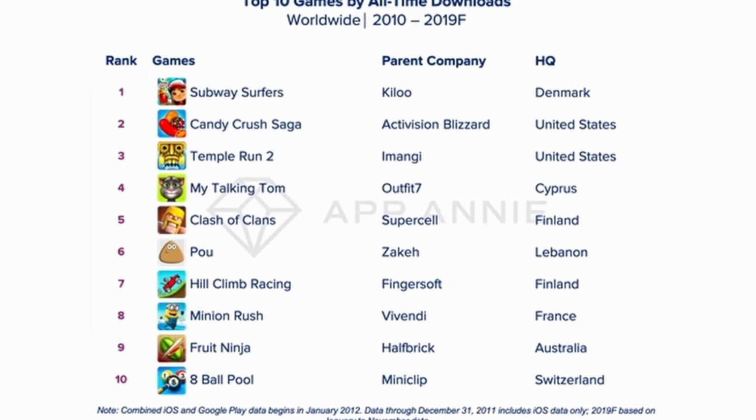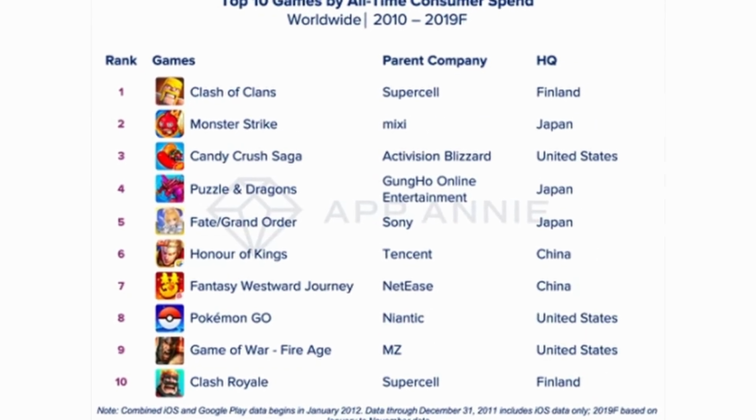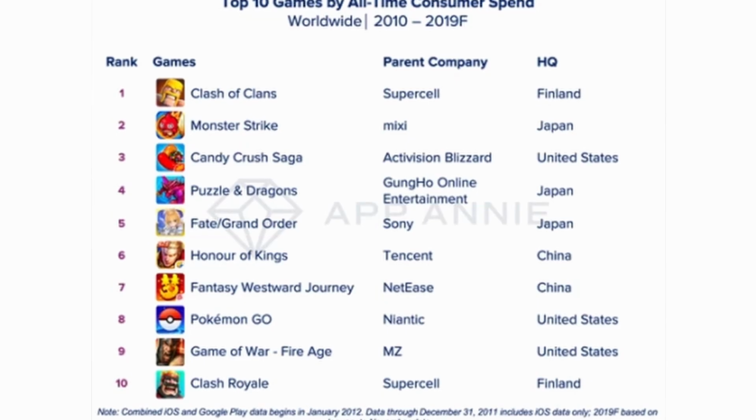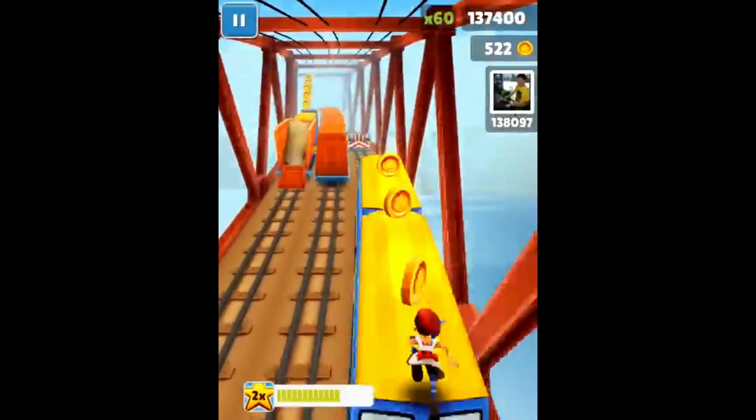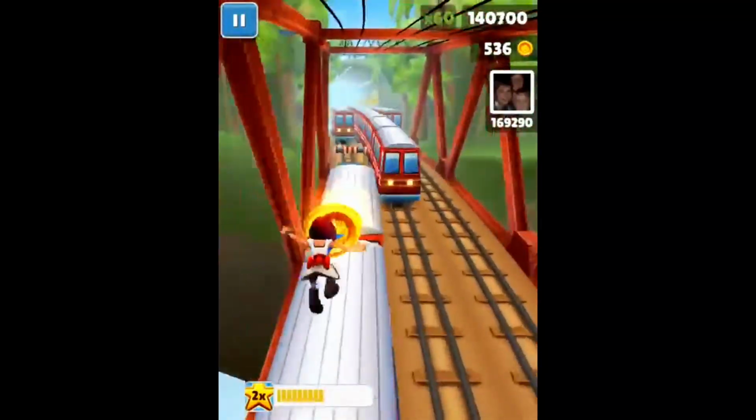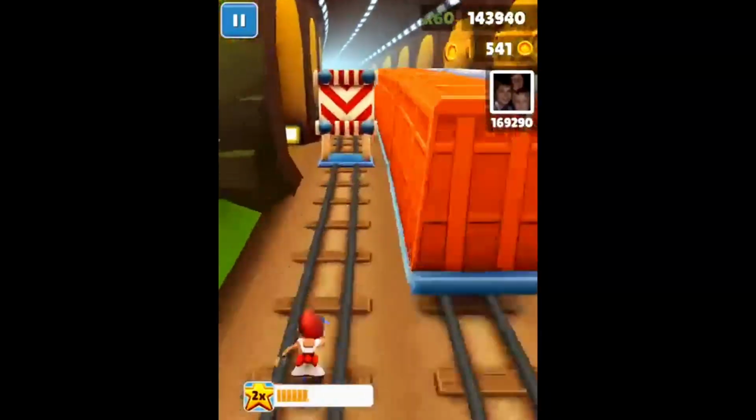Absolutely massive games. But when you look at consumer spending for the same decade, almost none of them show up, and the top spot goes to Clash of Clans instead. That gap is the whole story. They won on scale and lost on spending, and when that happens, ads are all that's left.